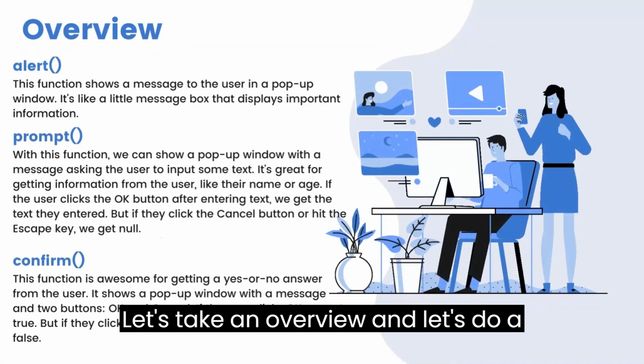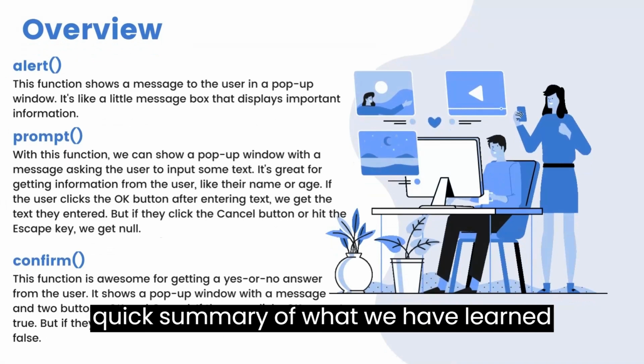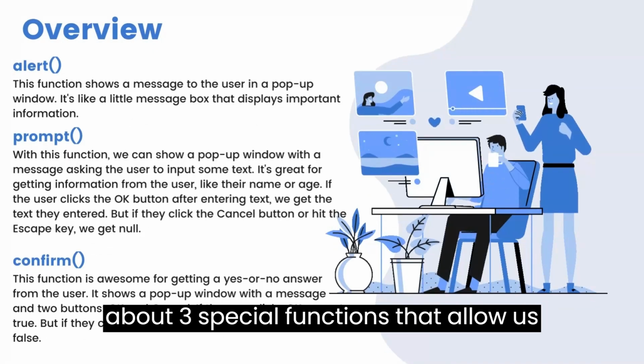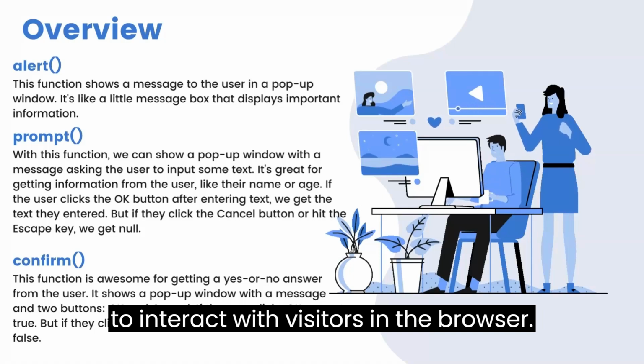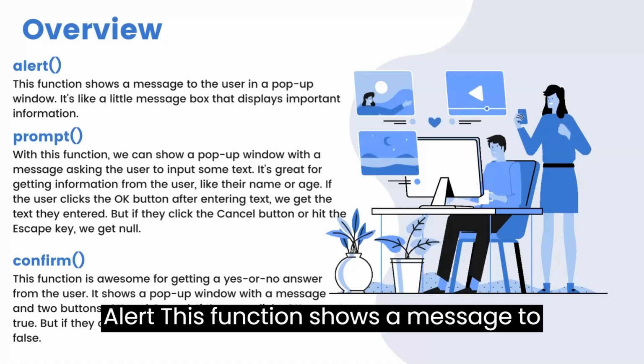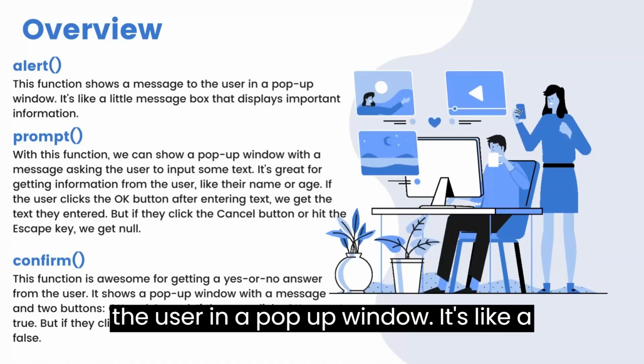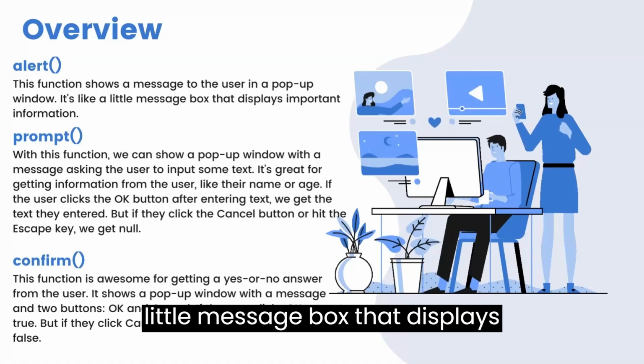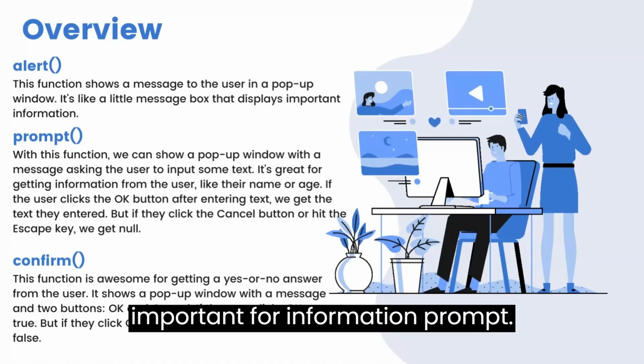Let's take an overview. Let's do a quick summary of what we have learned about three special functions that allow us to interact with visitors in the browser. Alert. This function shows a message to the user in a pop-up window. It's like a little message box that displays important information. Prompt.